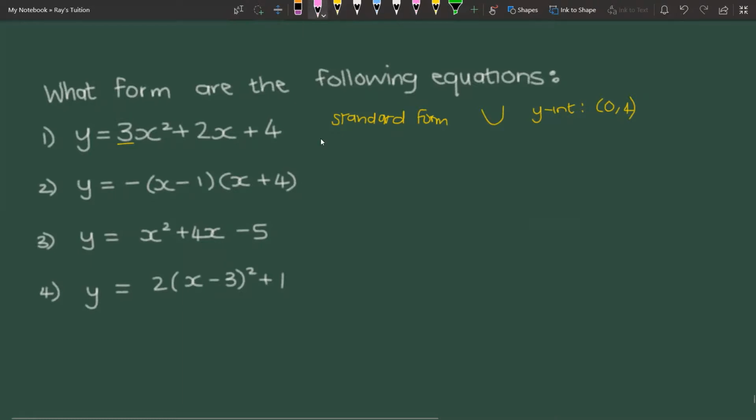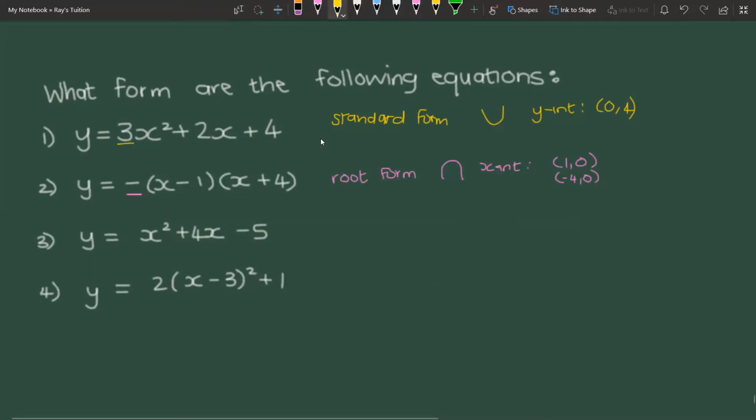Let's have a look at the next one. So what form is this one in? So it's in the factorized form, so it is in root form, okay? And what shape does it have? So we have to look at the value for a for the shape, and a is -1, so it is downwards. And what can we tell about this form is we can immediately say what our x-intercepts are. So the one is (1, 0), and the other one is (-4, 0). Can you see I've changed the sign from the equation, which you need to remember to do if it is in root form.